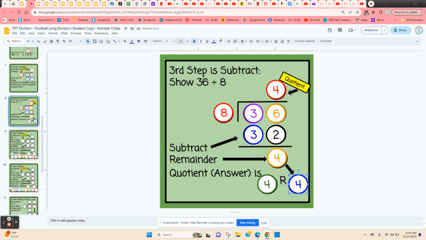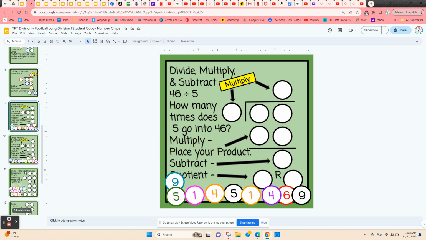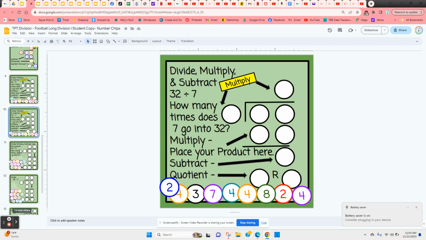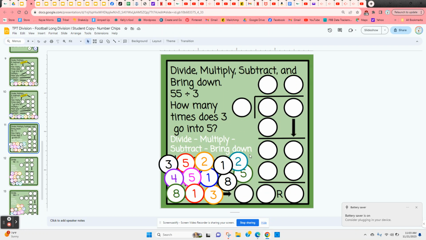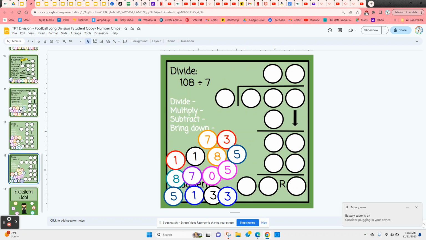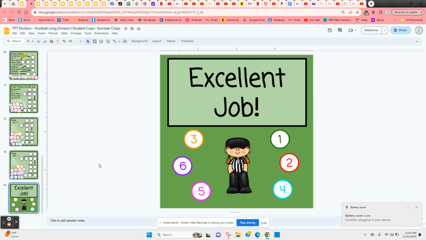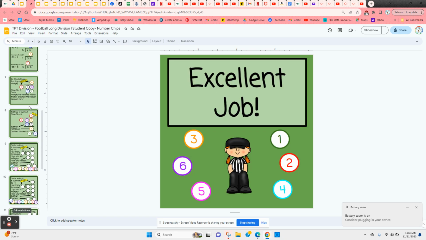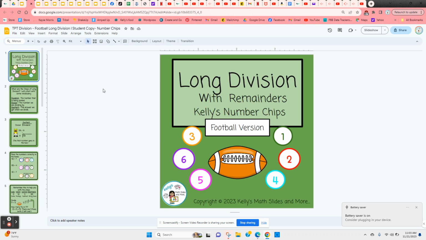And the problems get a little bit more difficult as you go. So here we're going to add more steps. And then finally, the last step, to bring down. So they're going to use every single number. And they get to the end. They're told they did an excellent job. So it's lots of practice, step by step, long division with remainders. This is the football version.